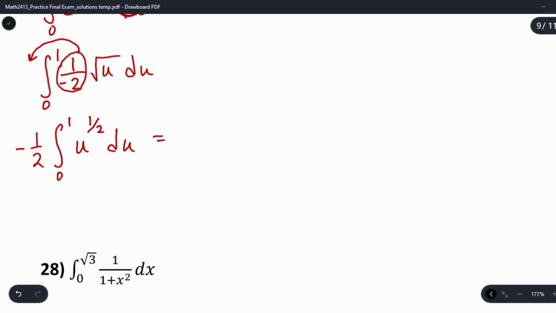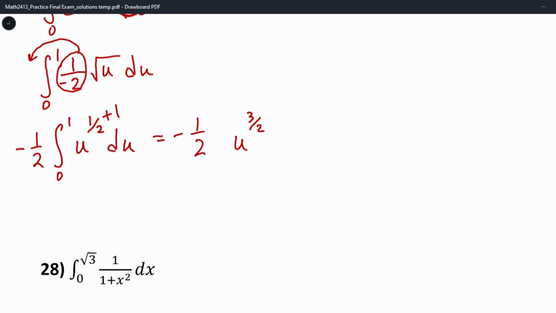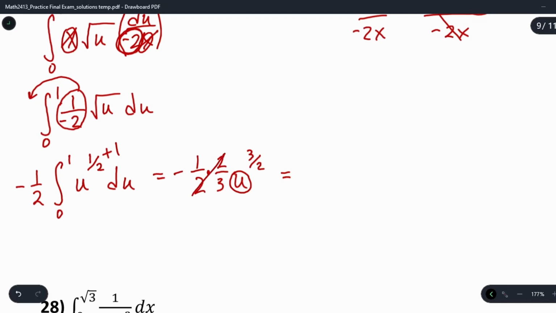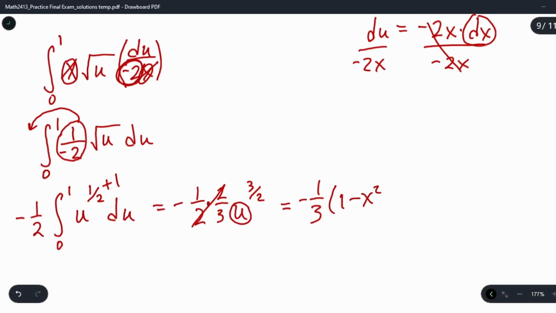So taking the antiderivative, that's going to give us negative 1/2. If I add 1 to the power, that'll give us u to the 3/2. And then I need to divide by the new exponent, which is the same as multiplying by the reciprocal. That is our antiderivative, which we can then replace u with what it's equal to, which is 1 minus x squared. Okay, so then this is going to equal, here these 2's reduce out, giving us negative 1/3, 1 minus x squared, to the 3/2. And then remember, this needs to be evaluated from 1 to 0.